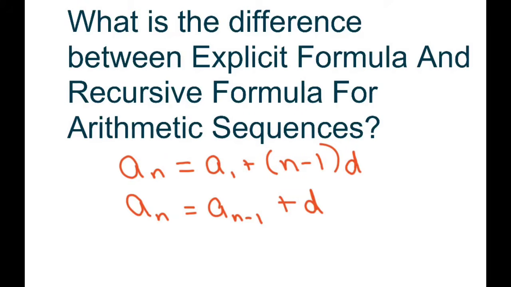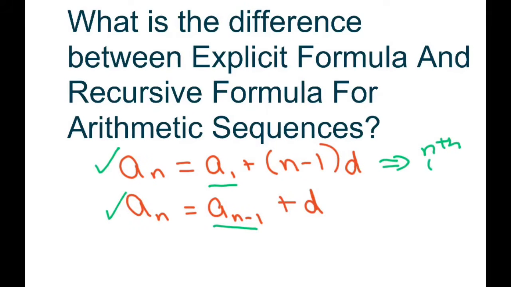Everyone, this is a short video on explaining the difference between an explicit formula, which is this one, and a recursive formula, which is this one, for arithmetic sequences. We're going to do two examples, and if you notice looking at this, this one includes our first term, and the recursive formula here is our previous term we're going to use. Also, sometimes books will use this as your nth term.